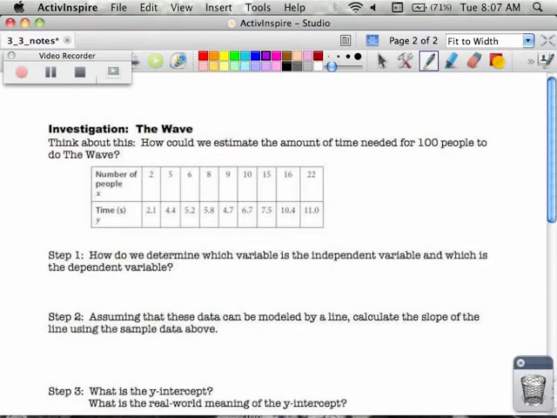And in the first question, step 1, it says, how do we determine the variable that's independent, and which one's dependent? So the big idea is they'll always ask you a question like, what is this? And in the statement up above, they say, I want you to look for the amount of time. Whatever they ask you to find is the dependent variable. That tells me that my dependent variable is going to be time. So time is my dependent variable. This is what I'm looking for.